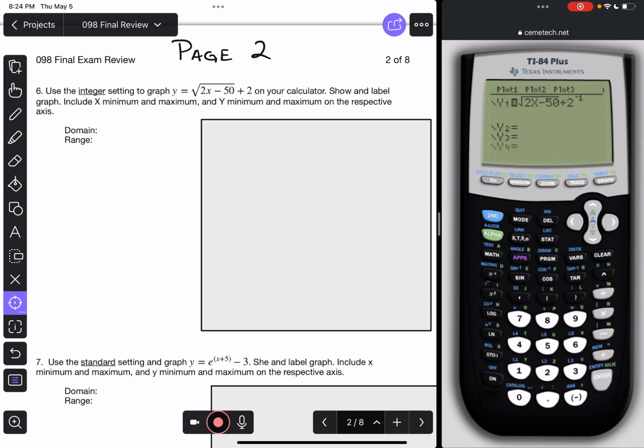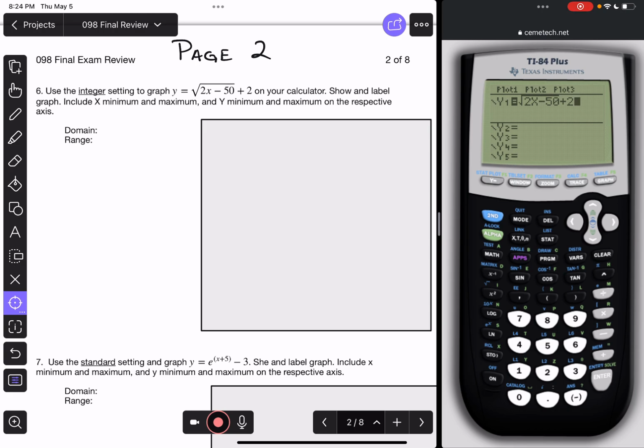So I've already got my equation plugged in there. You can see it on my screen. Y equals square root of 2x minus 50 plus 2. It looks like I got a negative 1 in there somehow, so I'm going to get rid of that guy. Delete him. I just don't like that little space up there. Delete him completely. There we go.